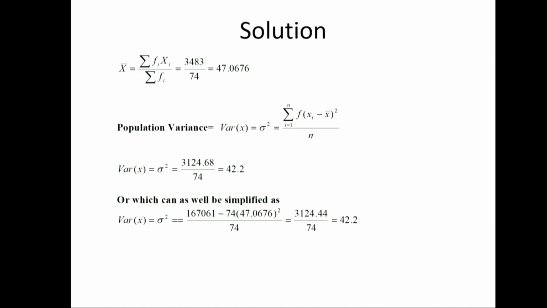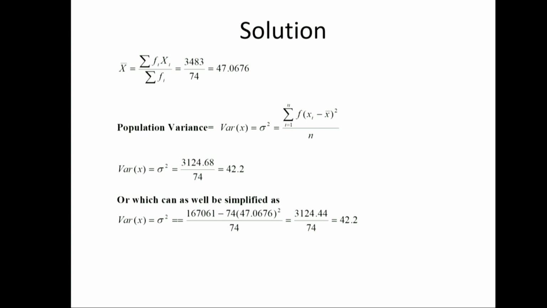Now let's look at that expression. As I've said, the mean is the sum of fs over the sum of f. That is 3482 divided by 74, which was 47.0676. Now for the population variance, we have sigma square, which is the sum of f into si minus s bar, everything square, divided by n. From the table, you just take the value there, 3124.68, divide everything by 74, and that will give us 42.2.